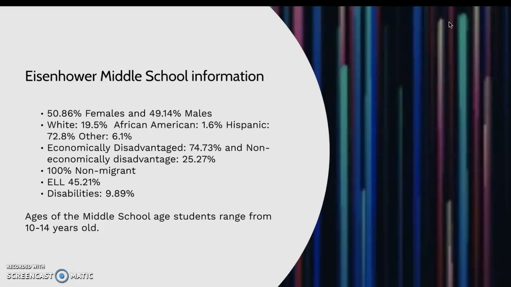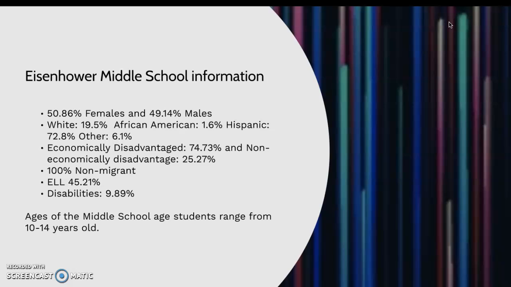A little bit about the student background at Eisenhower Middle School. There are 50.86% females and 49.14% males. Just a little bit about the races in my school: 19.5% are Caucasian, 1.6% are African American, the Hispanics make up 72.8%, and other is 6.1%.